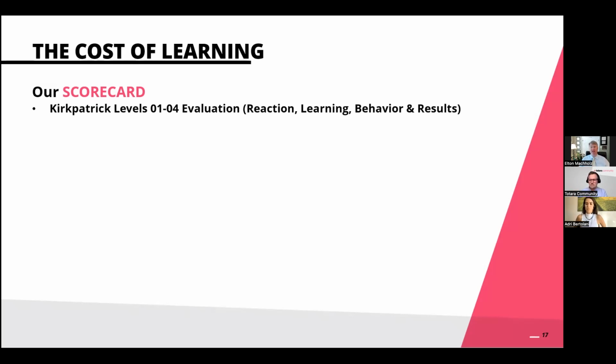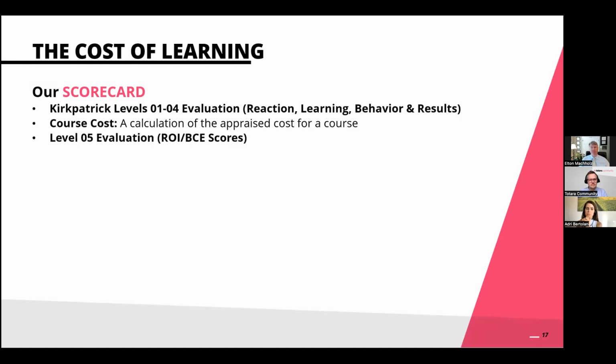So we're looking at the reaction, the learning, the behaviors, did we change those? And ultimately, were the results of that learning program achieved or not achieved in some cases? We look at level 5, again, talking about ROI and BCR scores. So return on investment. If we spend this much money, how much value are we going to get or not get for that investment? And that's what we'll talk about a little bit here. Going to come back to course cost. Yes, it's going to be in there.